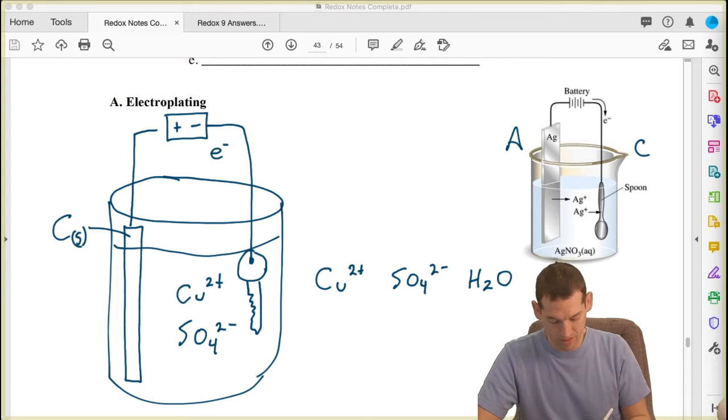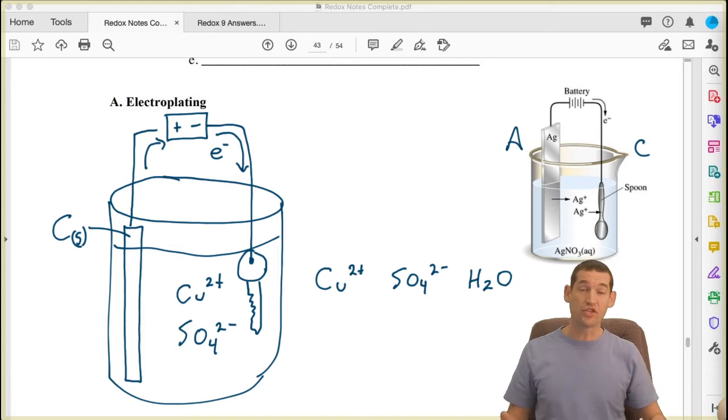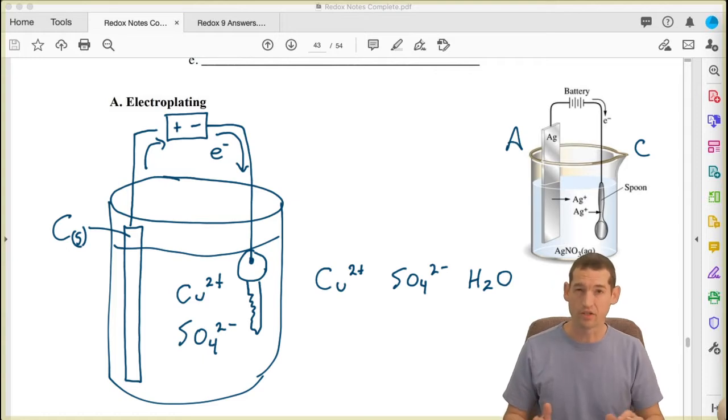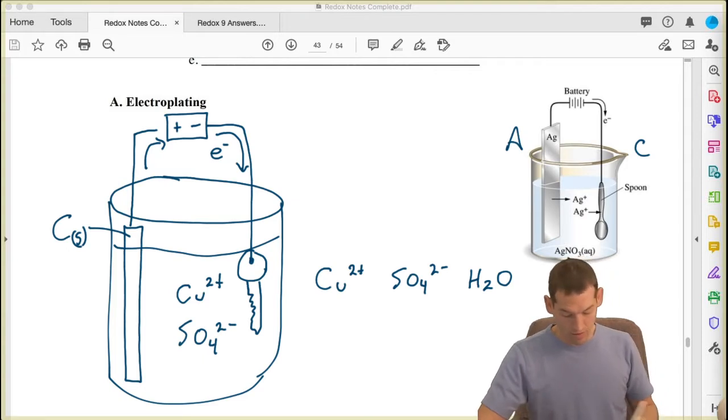So let's label our electron flow. So that key won't have a chance to react because we're forcing electrons into it. It won't have a chance to react itself, so we can kind of ignore it. So that's really all I have. I've got copper 2, I've got sulfate, and I've got water.